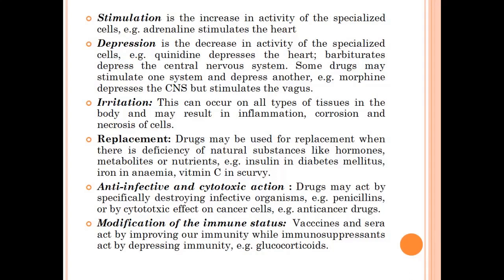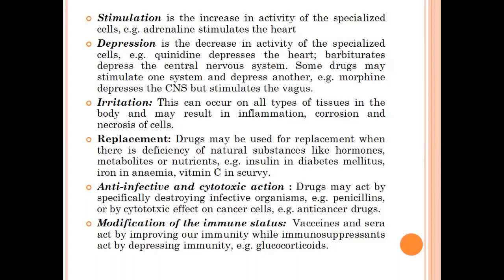Next is irritation. This can occur on all types of tissues in the body and may result in inflammation, corrosion, and necrosis of cells. Okay, so sometimes the drugs can cause irritation in the body, especially in the gastric mucosa, and that is why many a times we are prescribed drugs to decrease the gastric acid so that the irritation and inflammation will decrease.